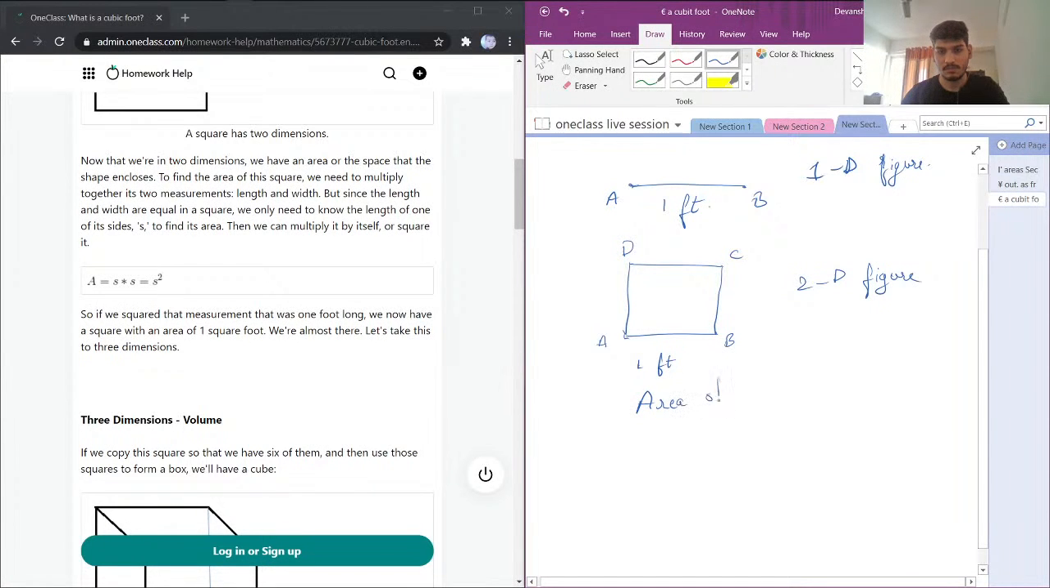Area of this square will be side into side, or side square, and the length of the side is 1, so it will be 1 square foot.